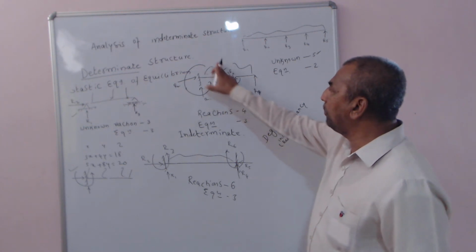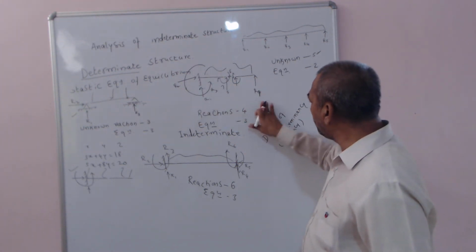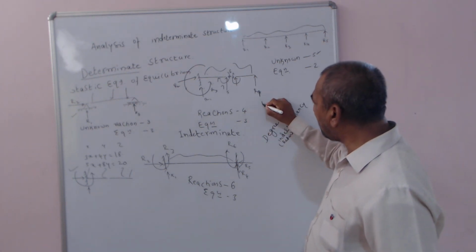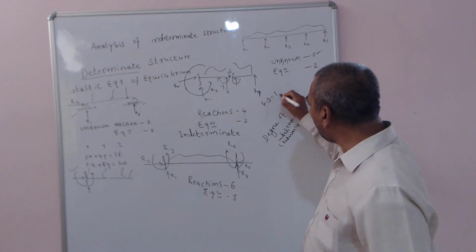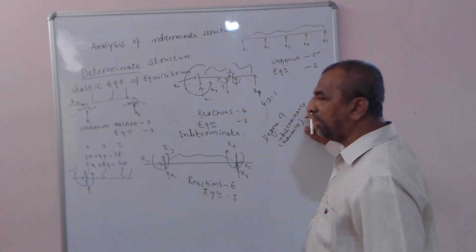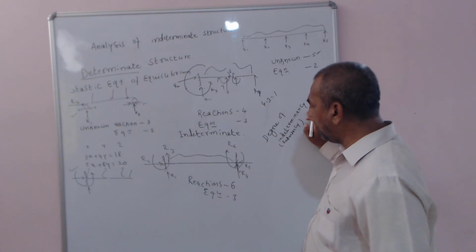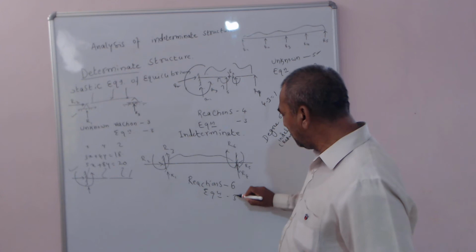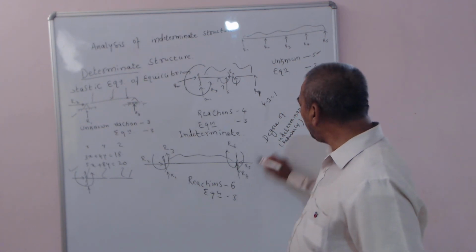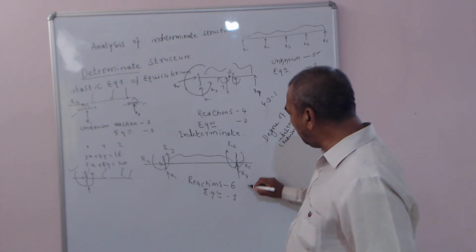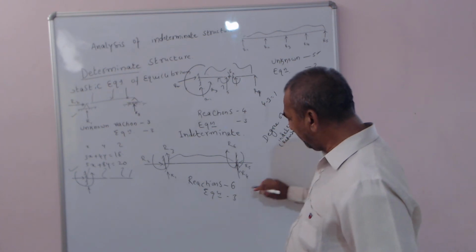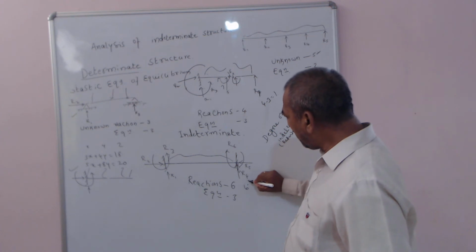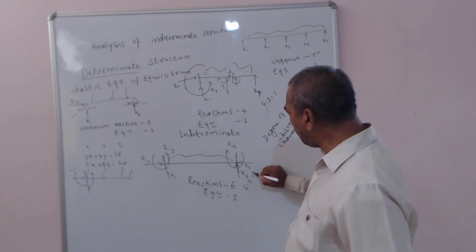For example, if you are going for this structure, unknowns are 4, equations are 3. Extra unknowns are 4 minus 3 equal to 1, which is the degree of indeterminacy. If you go for this one, unknowns are 6, equations are 3. Therefore, what is the degree of indeterminacy or degree of redundancy? Number of redundant forces is equal to 6 minus 3, which is 3.